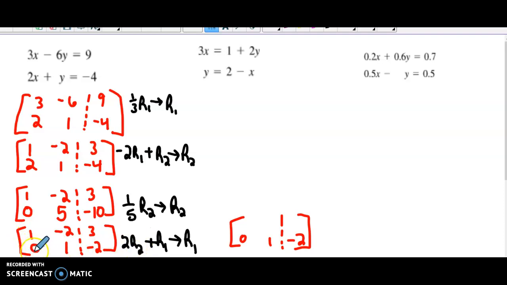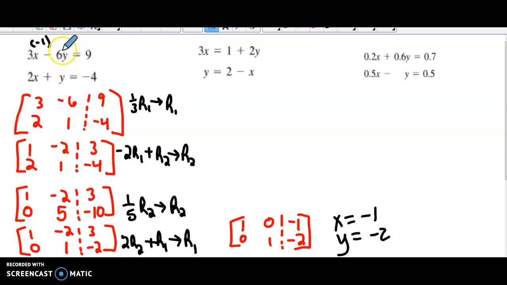I'm going to take 2 times row 2. 2 times 0 is 0. 0 plus 1 is 1. 2 times 1 is 2. 2 plus -2 is 0. 2 times -2 is -4. -4 plus 3 is -1. So now I have my answer. X equals -1. Y equals -2.